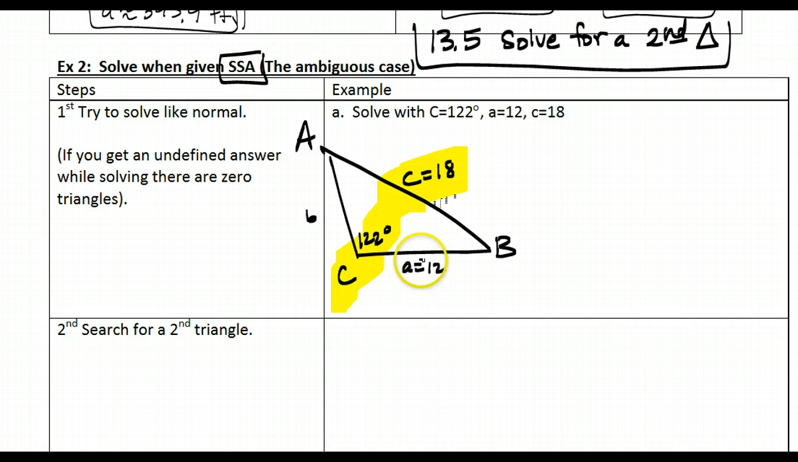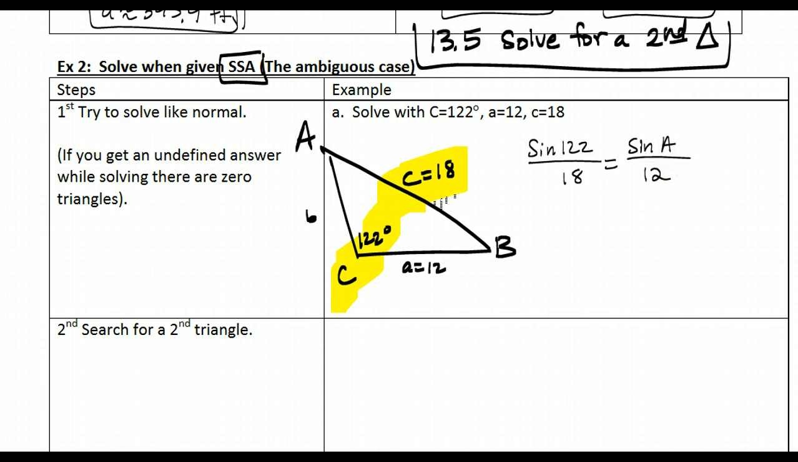Alright, looking at this triangle, I have a side-angle pair right here, and then I know side A. So the first thing I want to do is solve for angle A. Here's my setup for that. I'm going to do my angle C: sine of 122 over 18 equals sine of A over side A, which is 12.